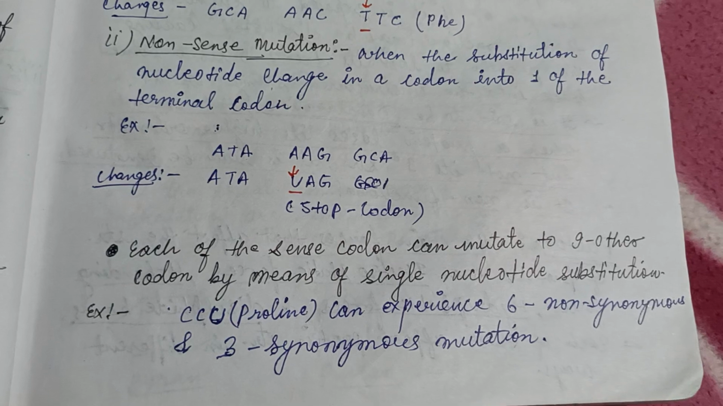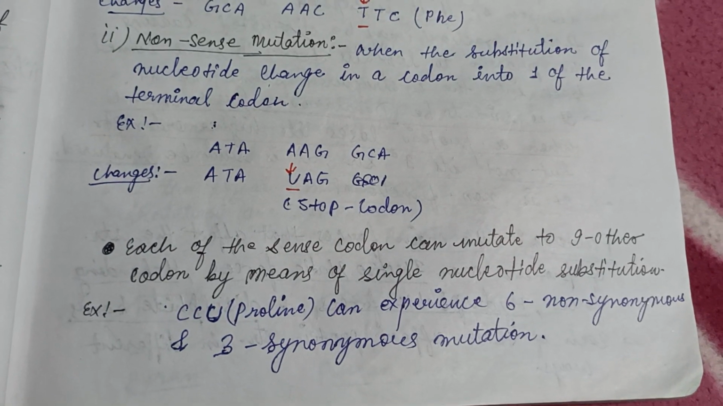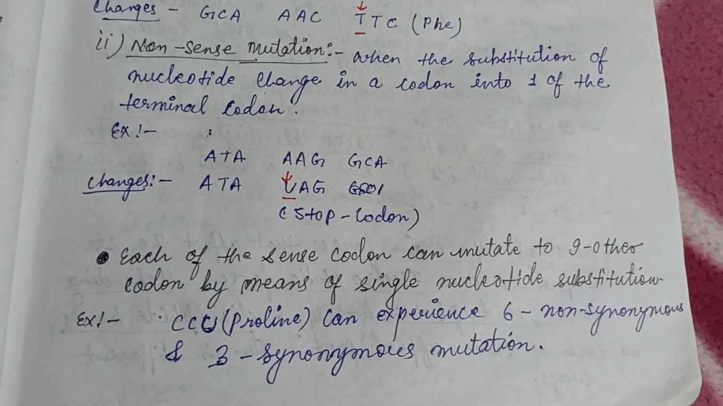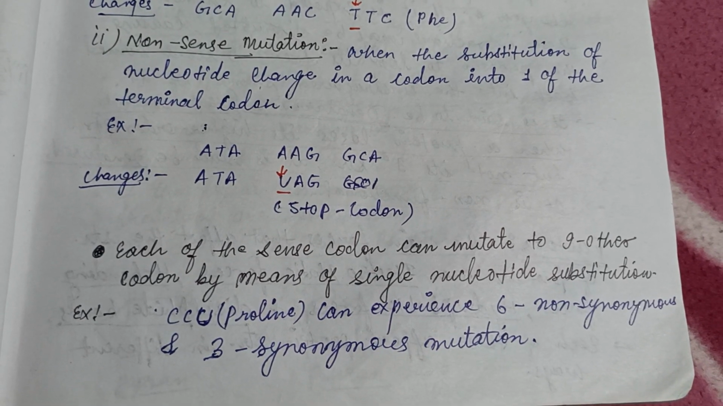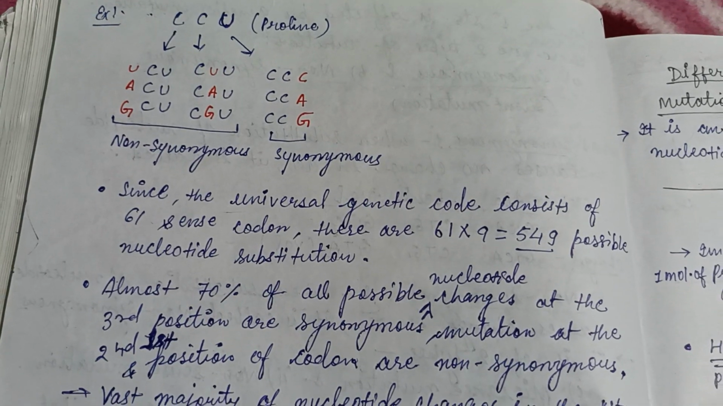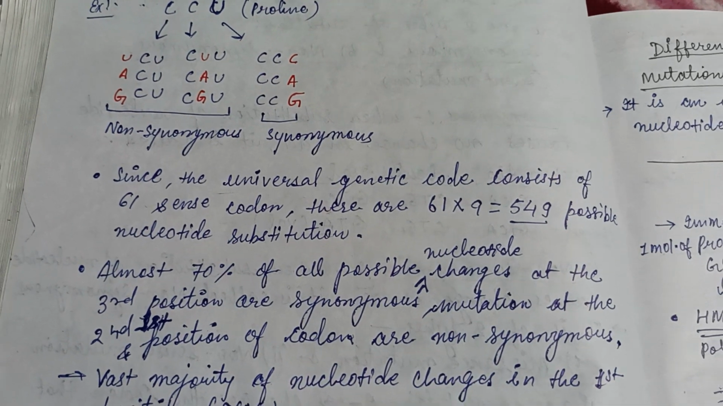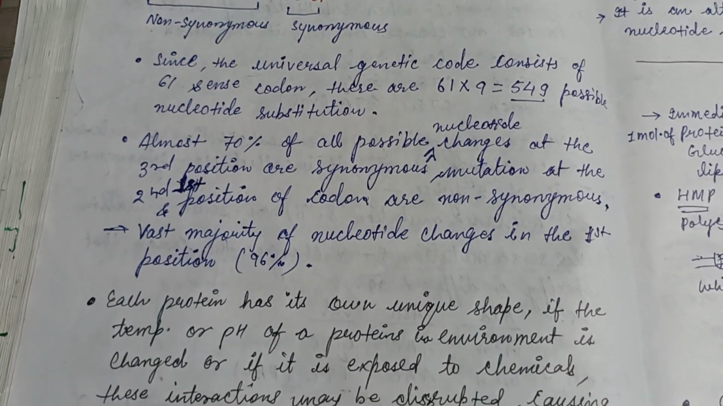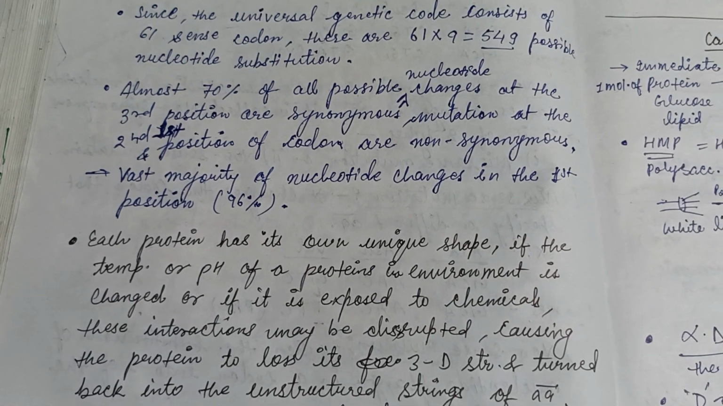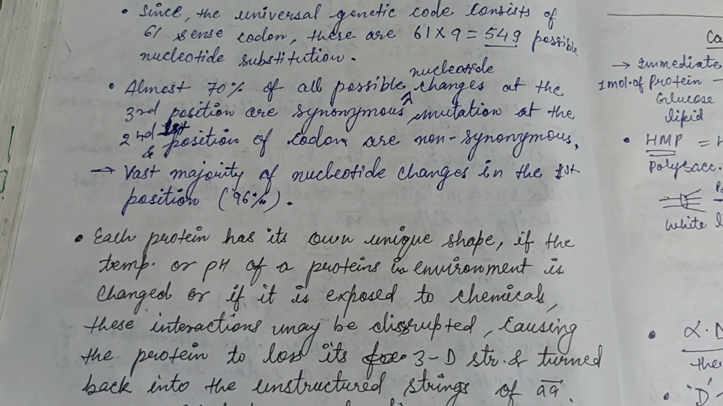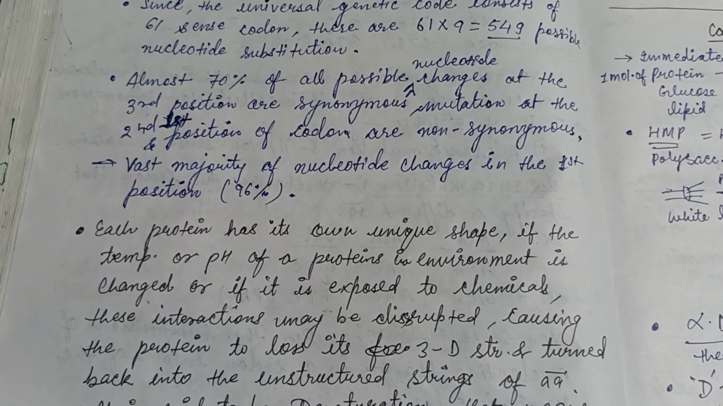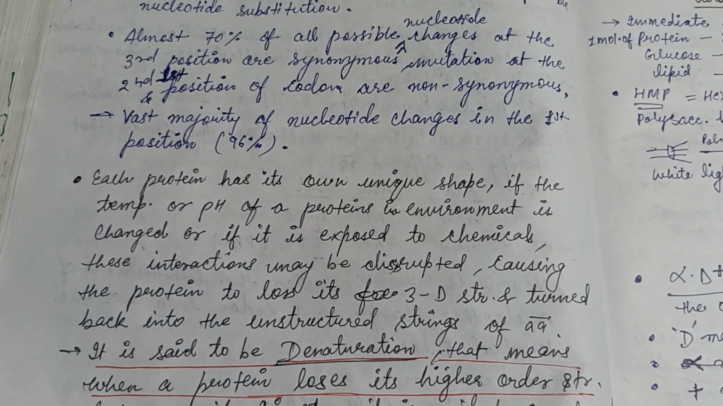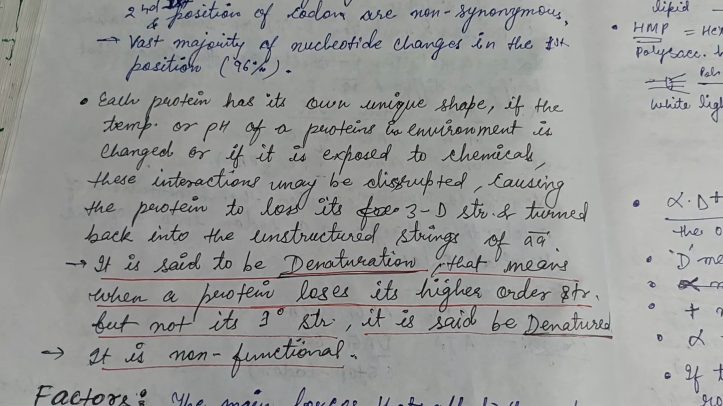Each sense codon can mutate to 9 other codons by means of single nucleotide substitution. For example, a CCU proline codon can experience 6 non-synonymous and 3 synonymous mutations. So there are 549 possible nucleotide substitutions. Almost 70% of all possible nucleotide changes at the third position are synonymous mutations, and those at the second and first positions are non-synonymous. The vast majority of the nucleotide changes in the first position, that is 96%, are non-synonymous.